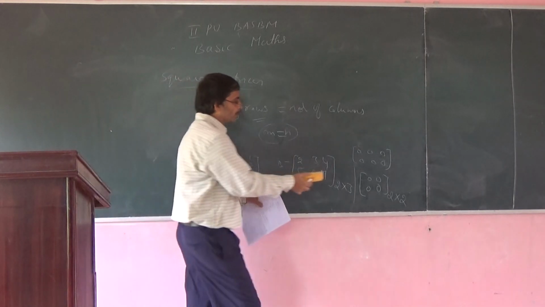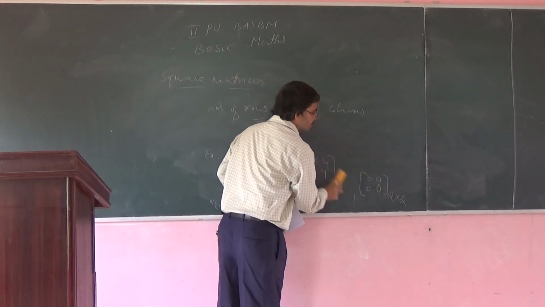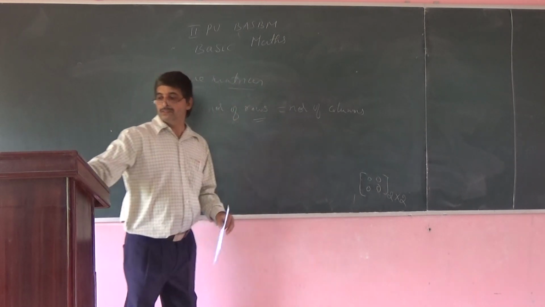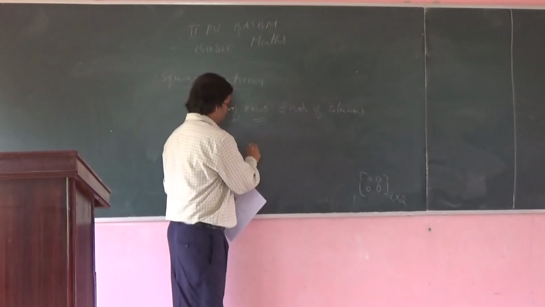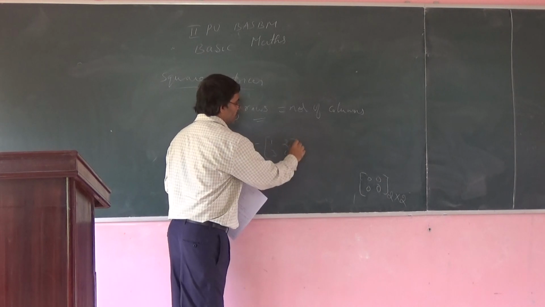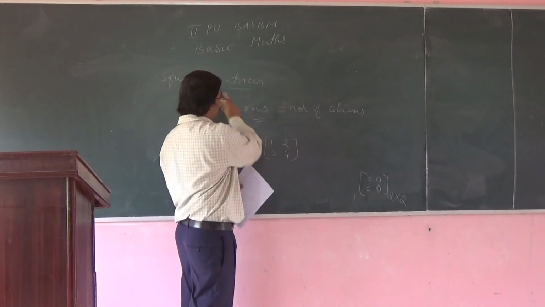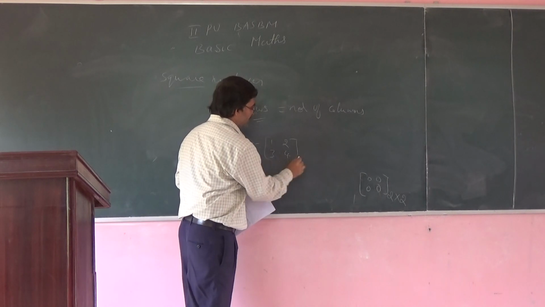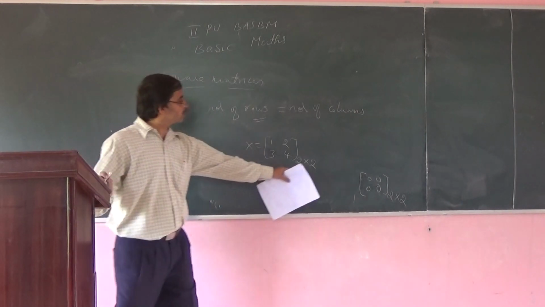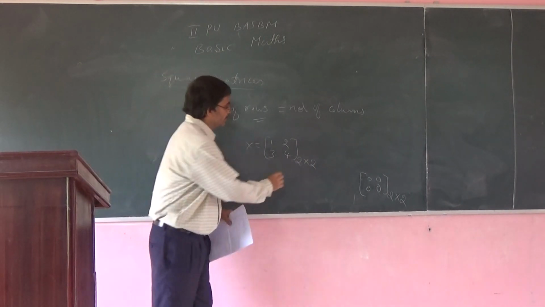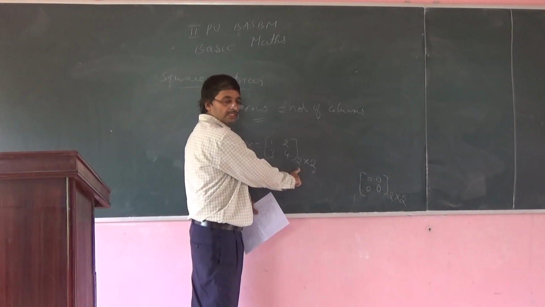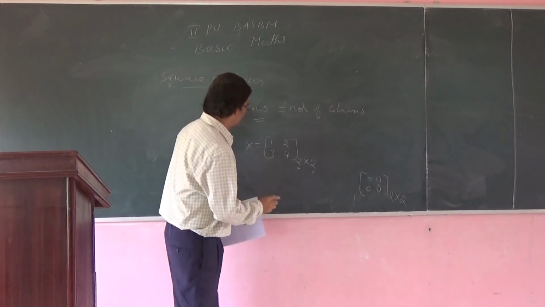A simple example is already given, 0, 0, 0, 0. Some other examples I will give you. X equal to 1, 2, 3, 4. It is a square matrix of order 2, or 2 by 2 matrix. So number of rows and number of columns are the same. First we always specify number of rows, next number of columns.